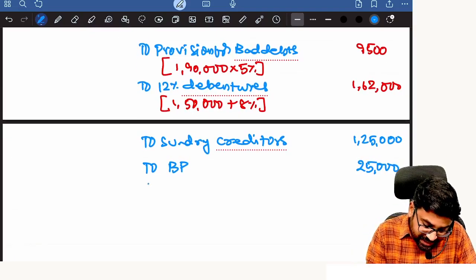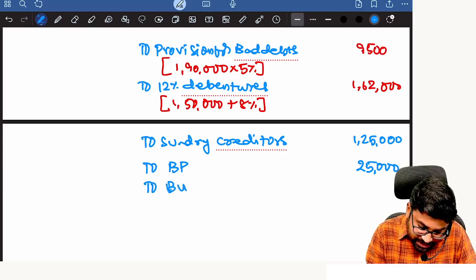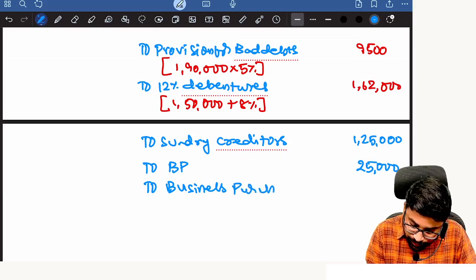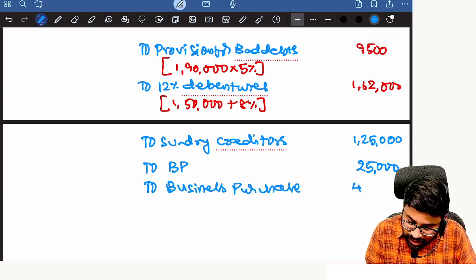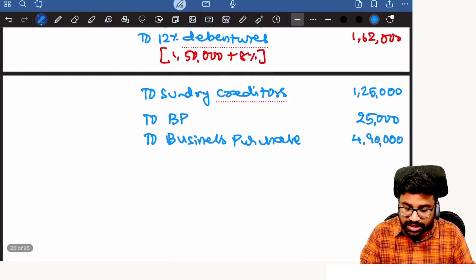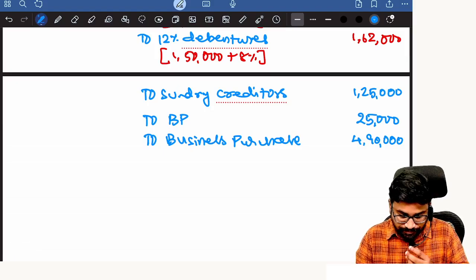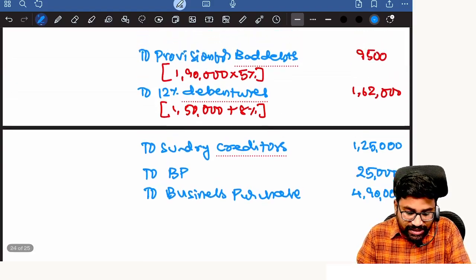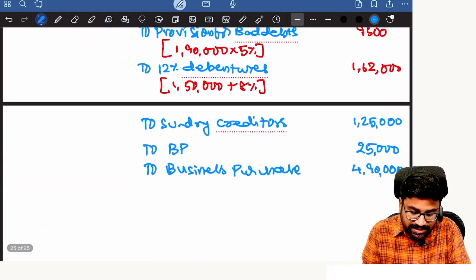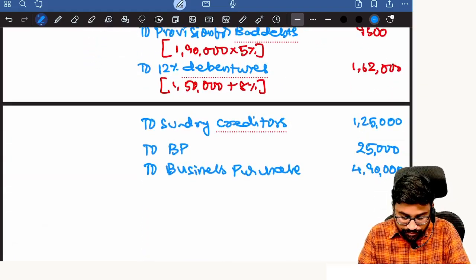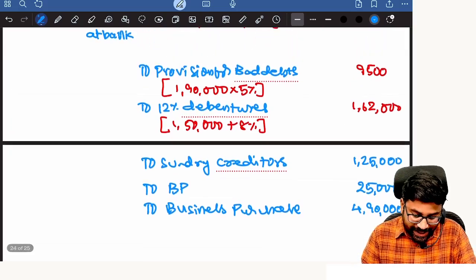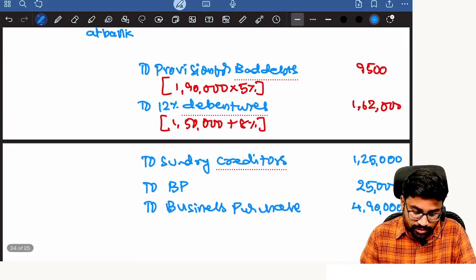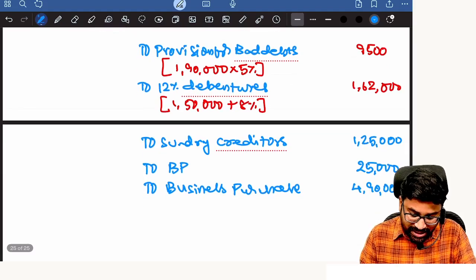Now the business purchase consideration. What is the purchase consideration we are paying? 4,90,000. 4,90,000 is the purchase consideration we are paying. Now first calculate the net assets. Assets minus liabilities. How much came? Tell me. Assets minus liabilities. Total debit side assets minus liabilities.